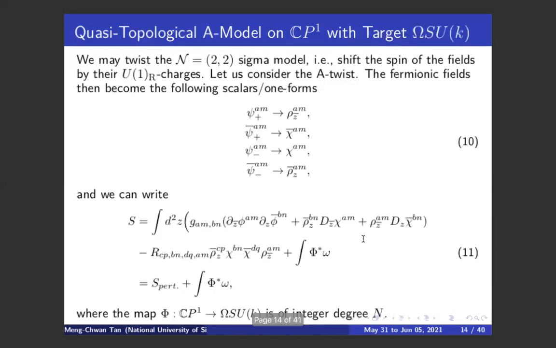Okay, let's continue. This one is the usual twisting. You either get 0-1 forms, 1-0 forms or scalars on the worldsheet, and then you can rewrite it into a form that is very familiar from the topological A twist model that you see here. And here is the worldsheet instanton term, where you have a map from CP1 to this based loop group of integer degree n. So we can write it as this.